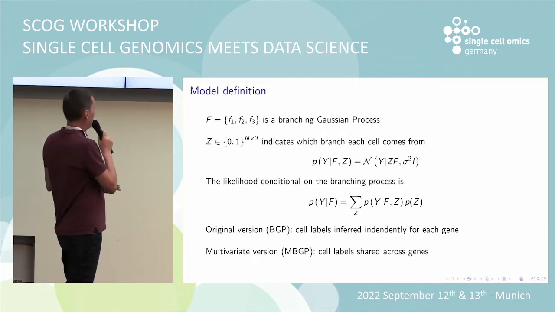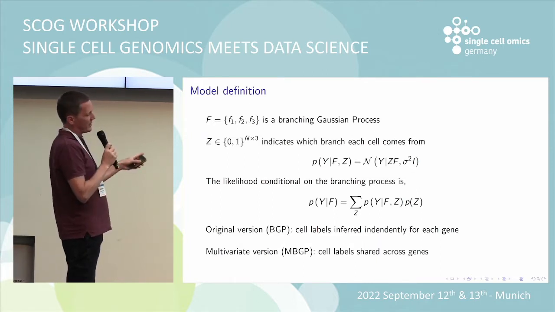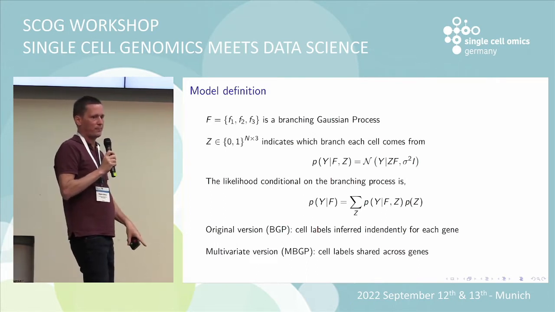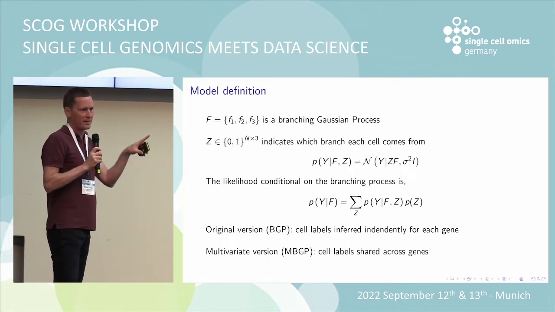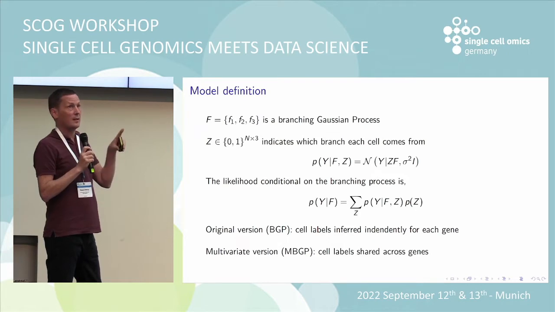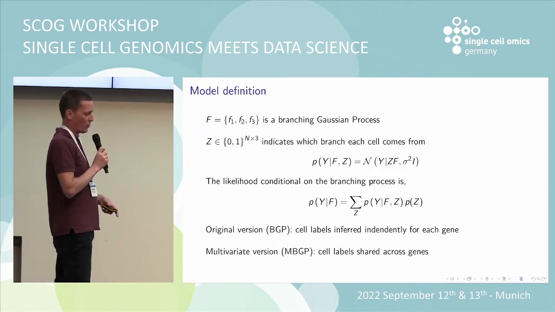So that Z variable there, which is the assignment of cells to branches, is shared across all the genes in the data set. And that's also computationally more efficient. So it's more correct as a model, leads to less inconsistency in assignments, leads to better assignments, and it's more computationally efficient. So it's kind of win-win.